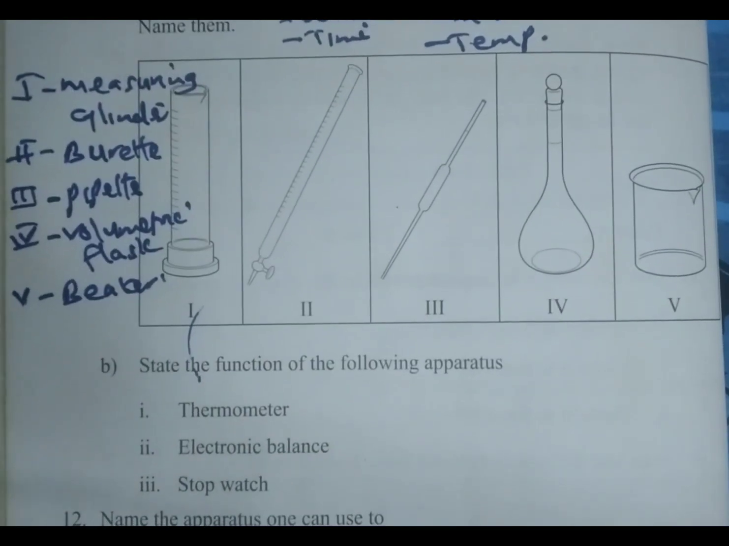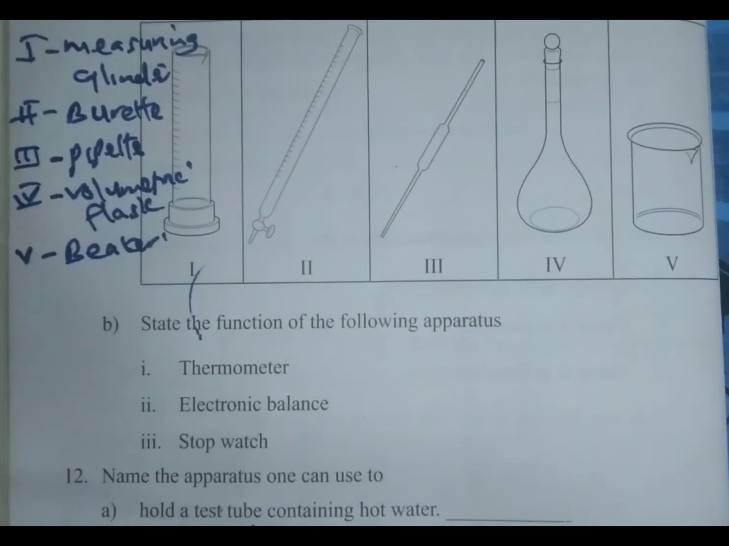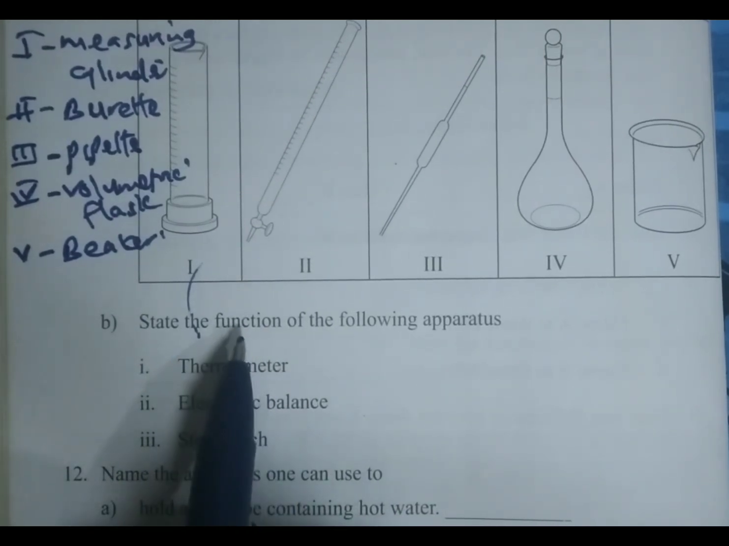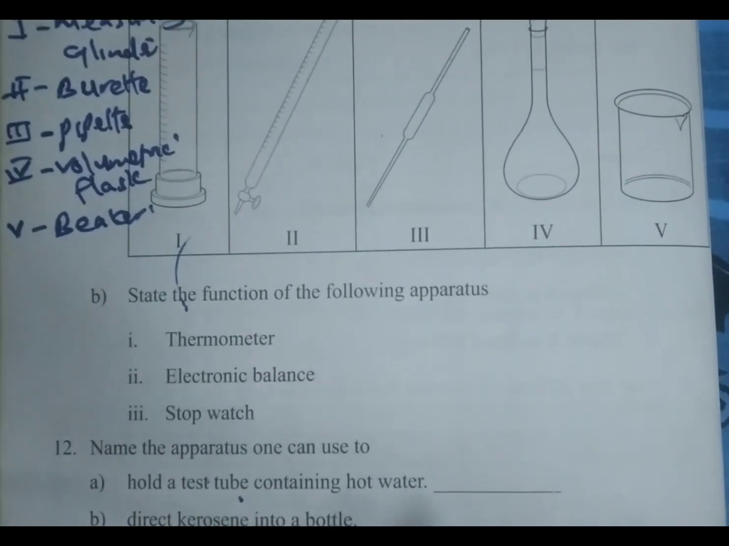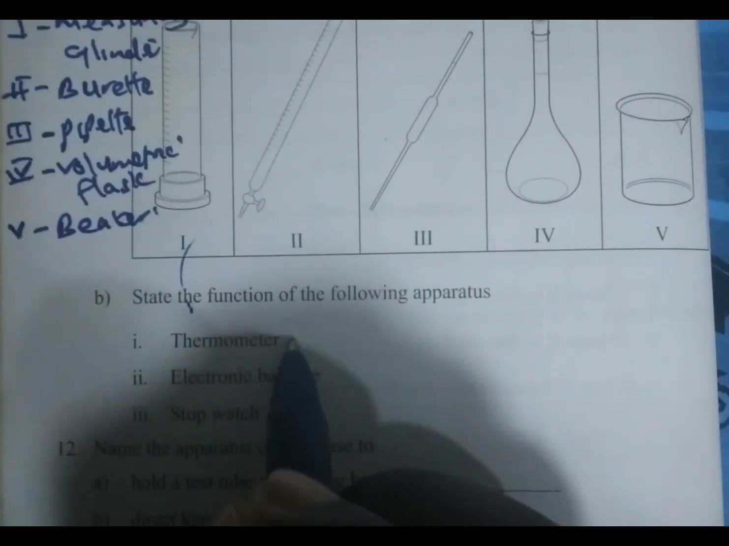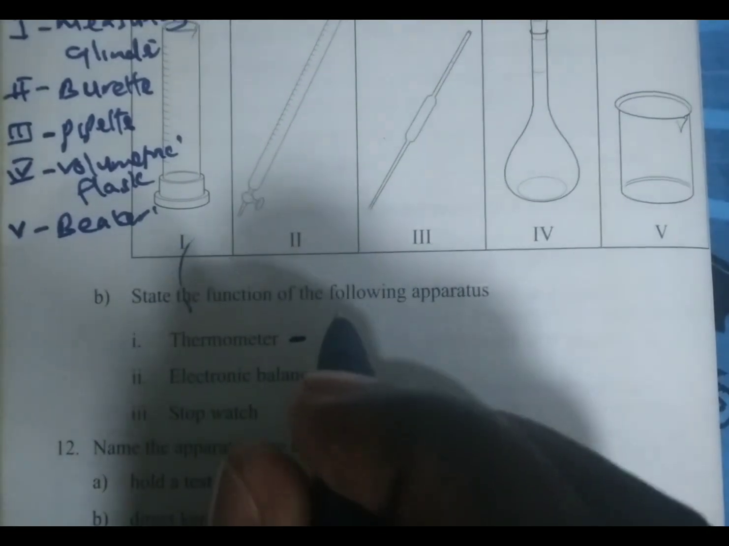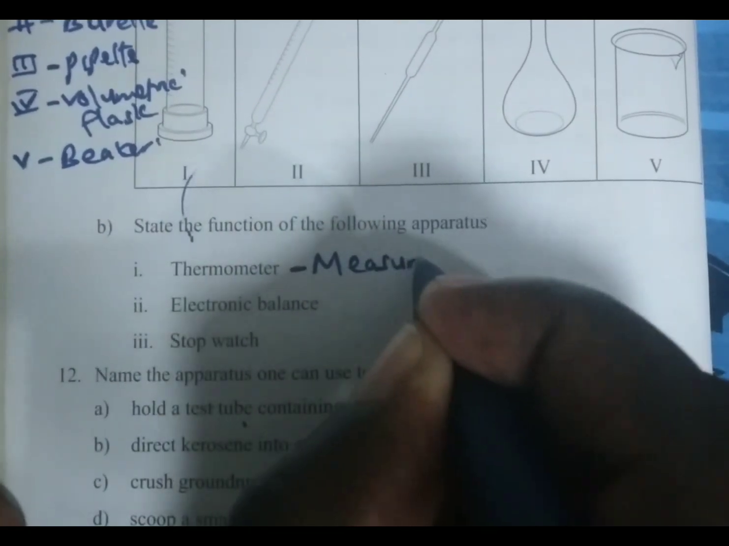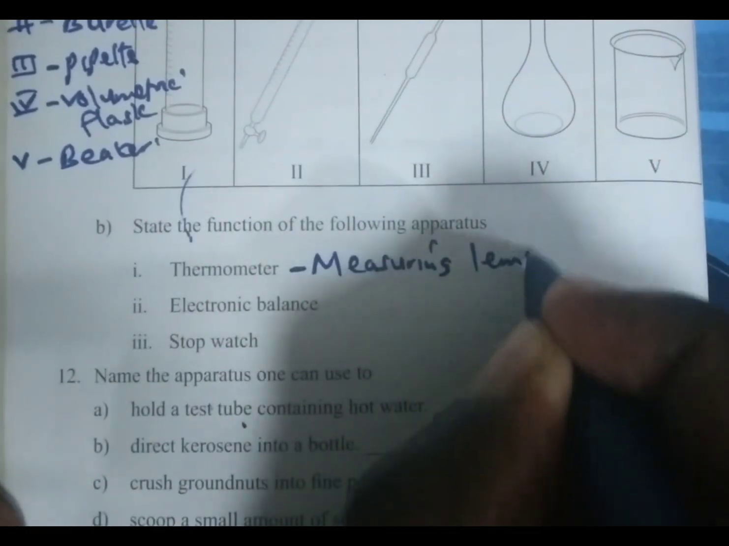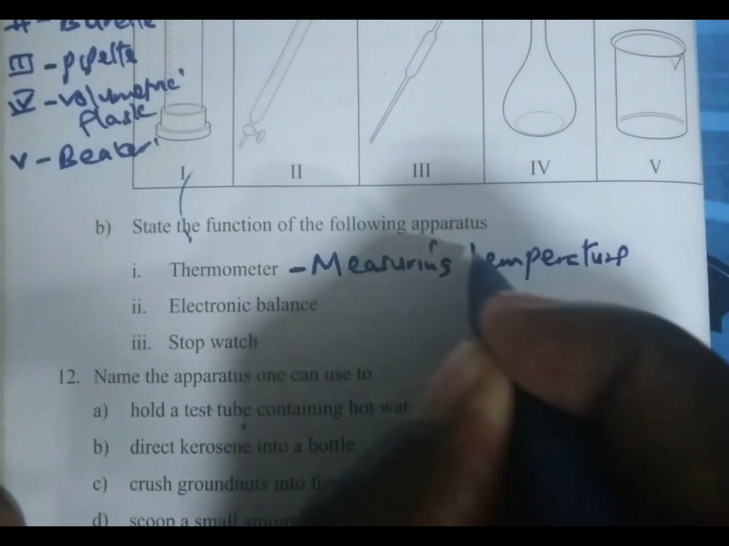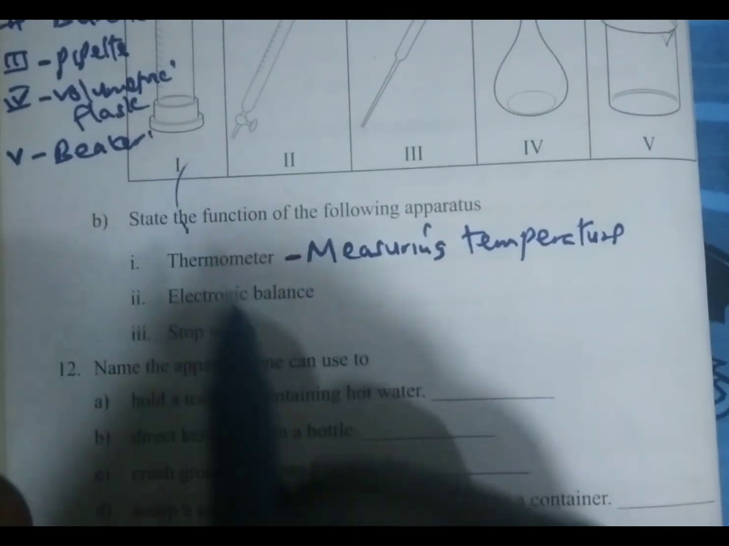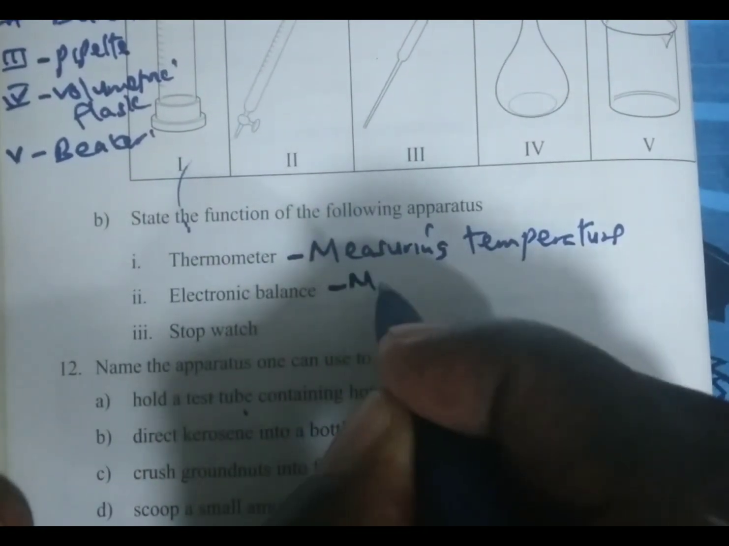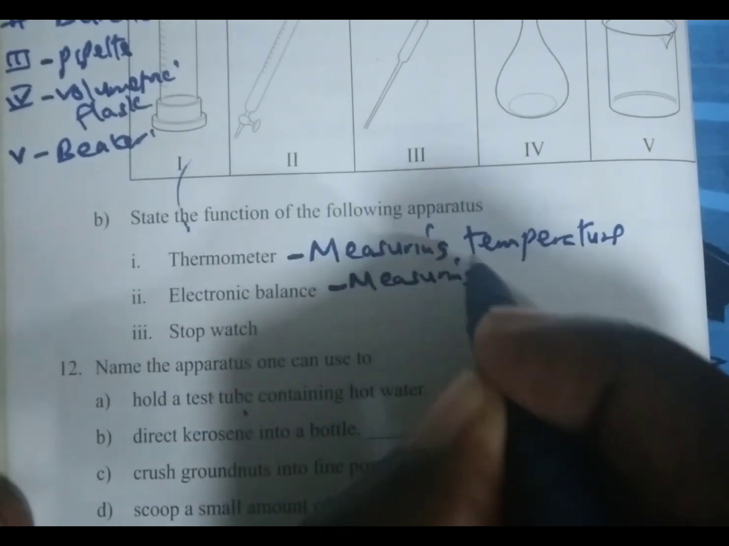We move to part B of the same question. We have some given apparatus which we are supposed to state the function of each. The first one we have is the thermometer, and the thermometer is used to measure the temperature, used for measuring the temperature of solutions in the laboratory. Next we have the electronic balance, and the electronic balance is used for measuring the masses.